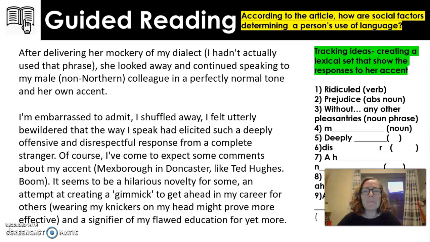Okay, lovely people. Number 4, from that very first line, after delivering her mockery of my dialect. So number 4 is mockery. Mockery there is a noun. Brilliant. Number 5, the clue was with that adverbial leading into it. So, deeply offensive. So some people react in a deeply offensive way. In other words, their treatment of Katie Edwards is offensive, incredibly rude. Deeply offensive. Offensive there is the adjective, deeply the adverbial. So these are 2 different types of modifiers. We could say this is a modifier, an adjectival phrase.